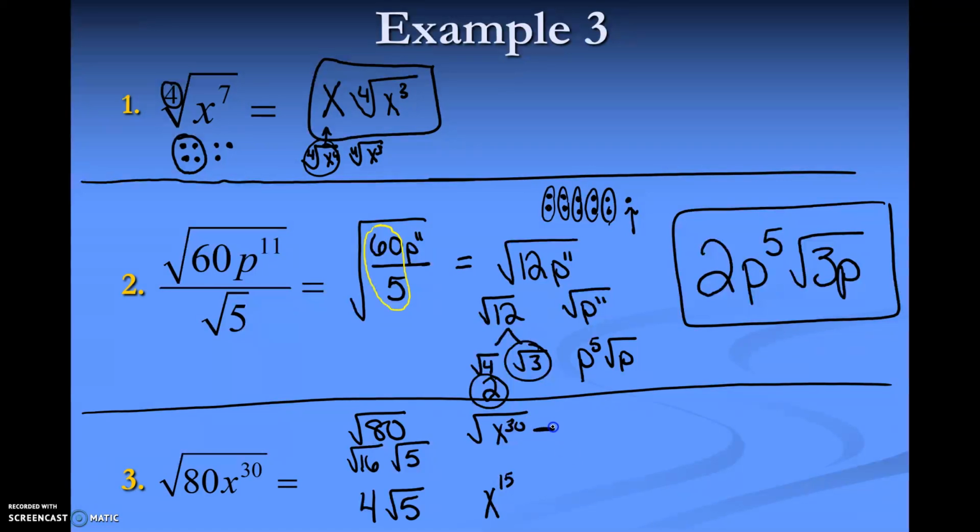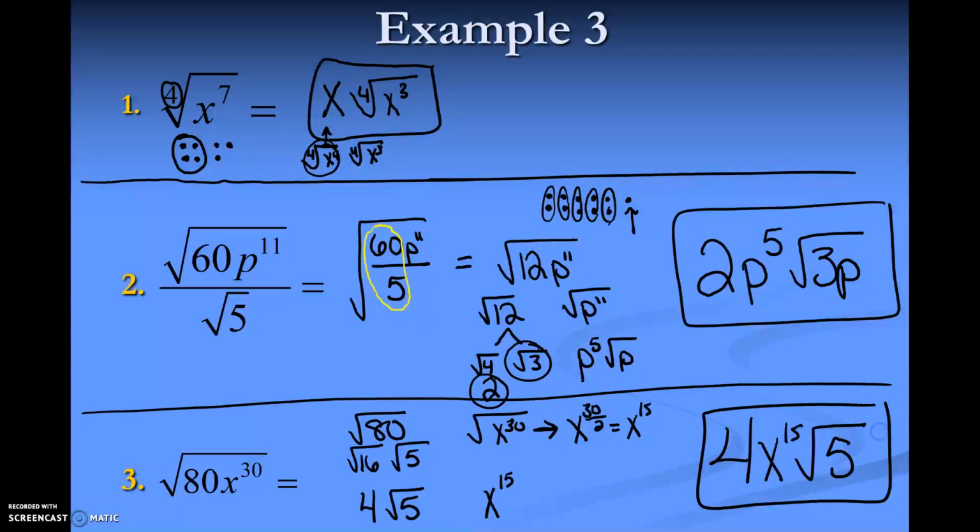Or remember from the other day, this is the same as x to the 30 divided by 2, which is x to the 15th. All right, our final answer: 4x to the 15th times the square root of 5.